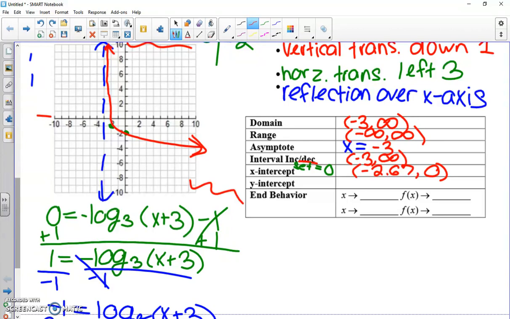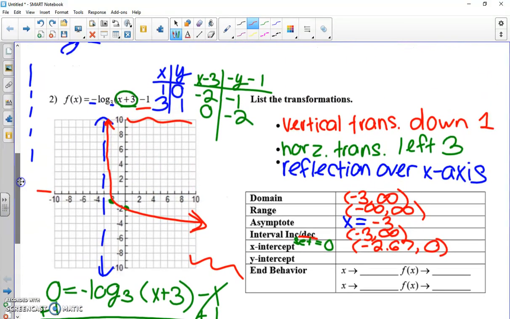Okay? And then our y-intercept is actually a perfect point this time, so we don't have to calculate it like we did in the first one. Our y-intercept is 0, -2.